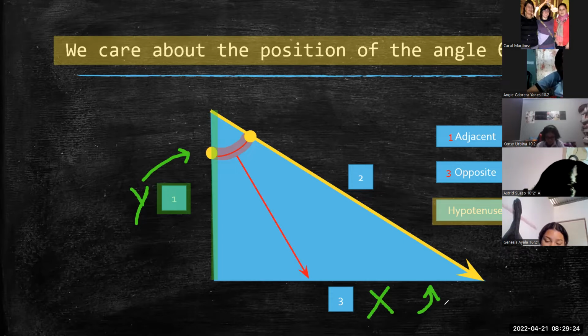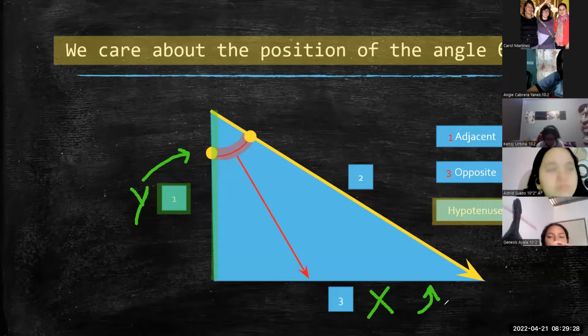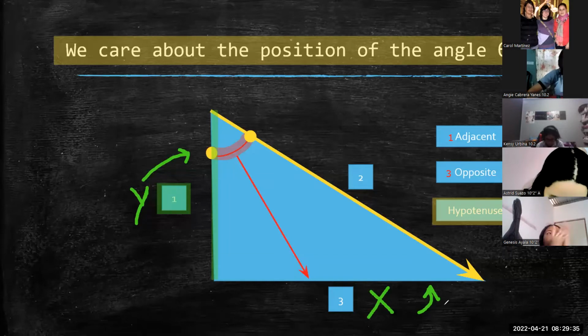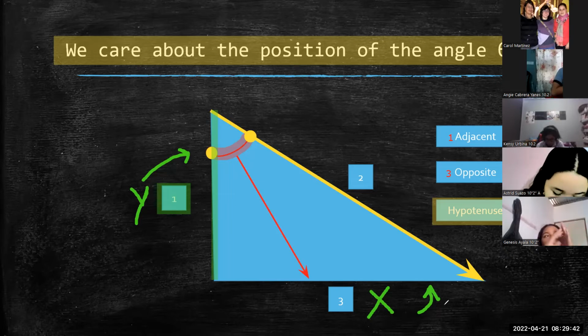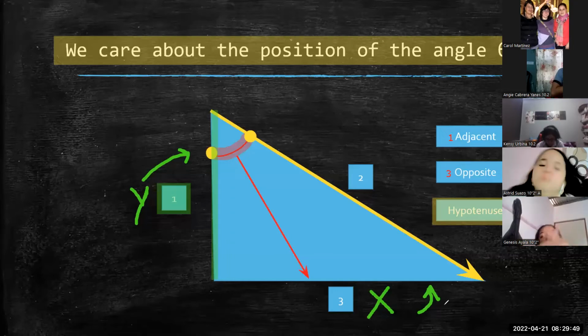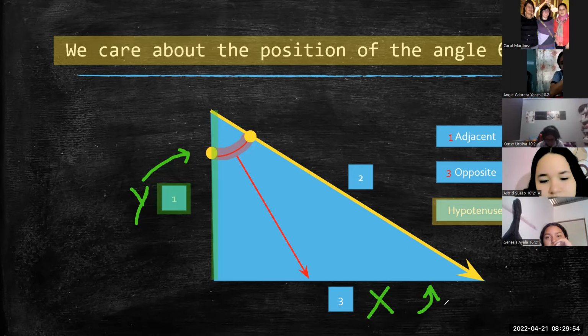Just remember, opposite is in front. In front of what? Of the angle, because we care about the position of the angle. So opposite is in front of the angle, and adjacent is touching the angle. And the hypotenuse is the longest side, and the longest side is always located opposite to the angle of 90 degrees.